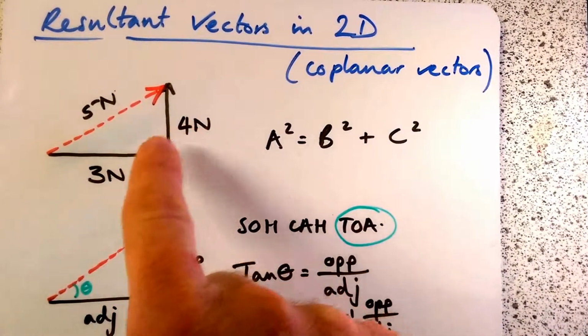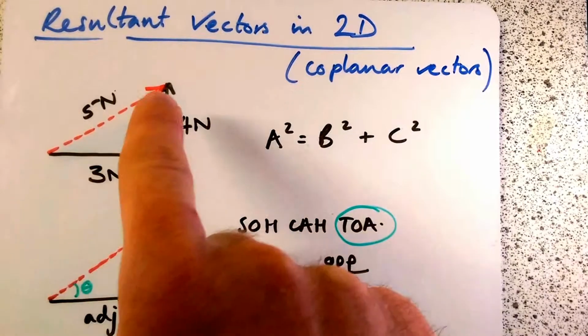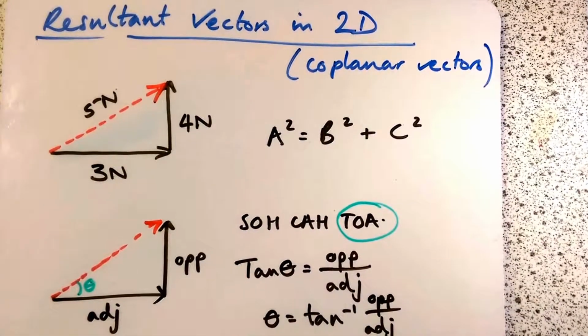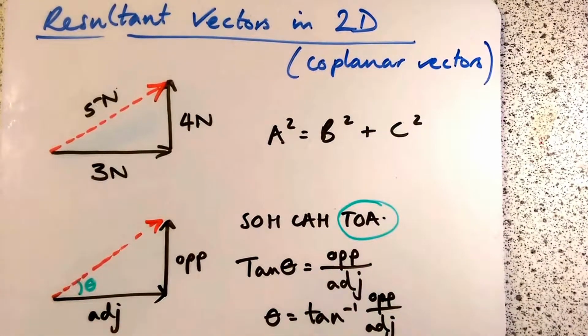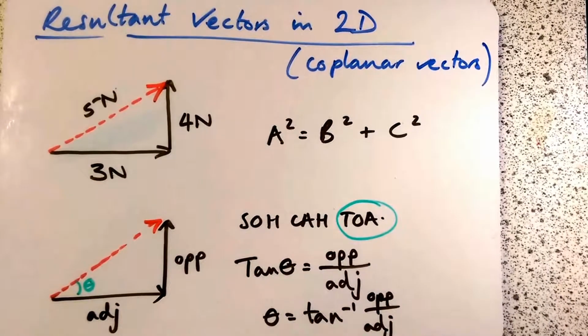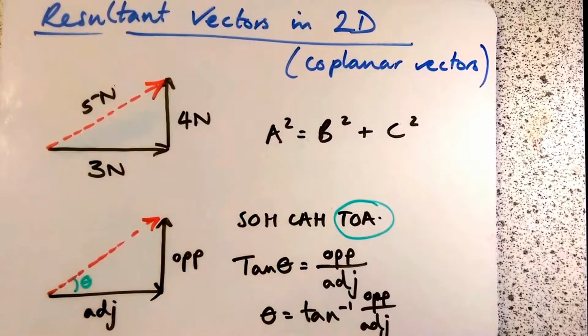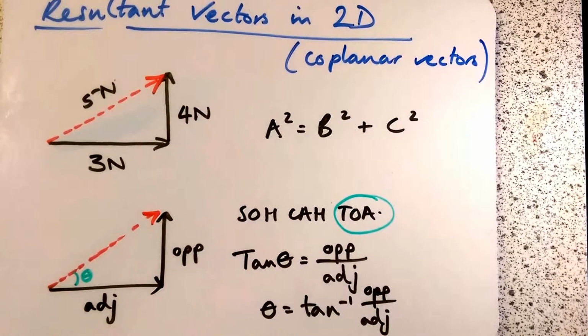This one, we're given 3 and 4, and we can work out the magnitude of the resultant vector just by using a bit of Pythagoras. You may recognise that. That's a 3, 4, 5 Pythagorean triple. You've done that loads of times, so I'm sure you've got that skill.